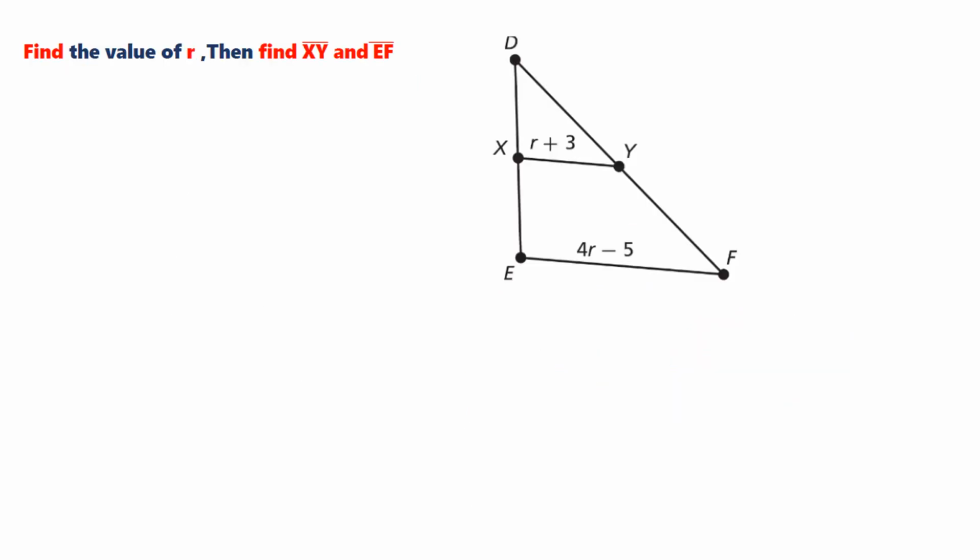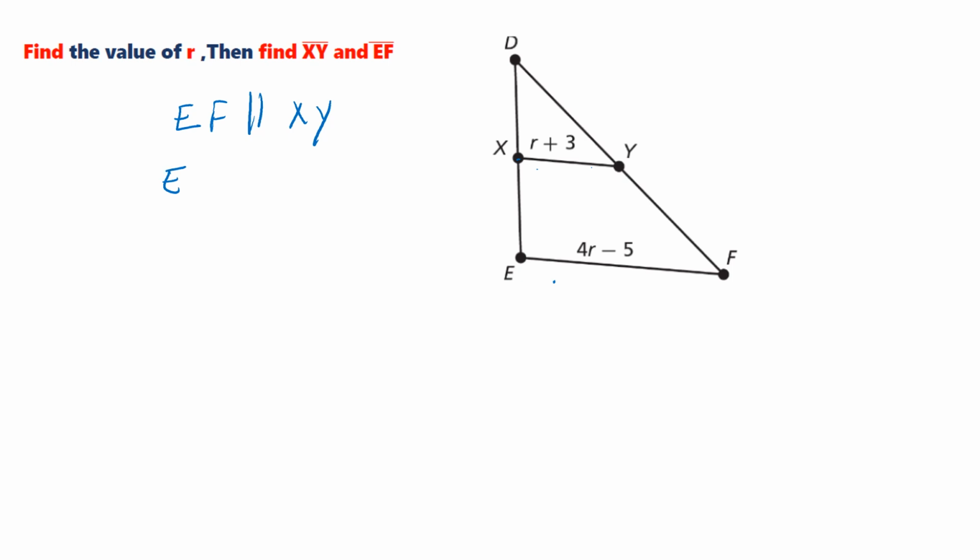Pause the video and try this question now. Okay, now I am also solving and you also try yourself. So here what have you seen? That EF is parallel to XY, right? EF is parallel to XY, and XY is the segment that is made by joining the two midpoints.